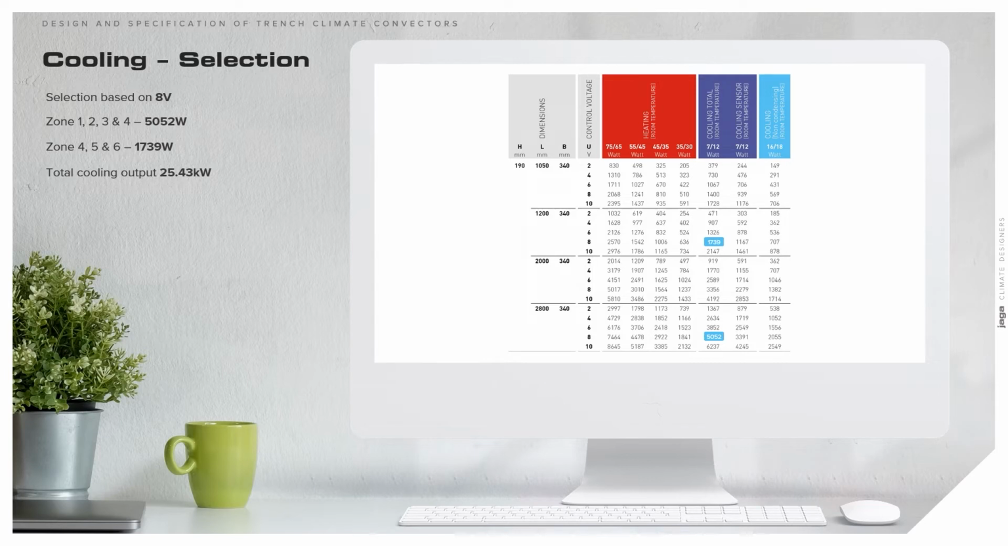For this example, based on the design conditions of 55-45-20, you will note that this is easily achieved at 4 volt speed, providing 14.28 kilowatts. Therefore, this easily covers the 13 kilowatt requirement. All manufacturers will provide cooling and heating outputs according to design conditions at varying speeds on request.